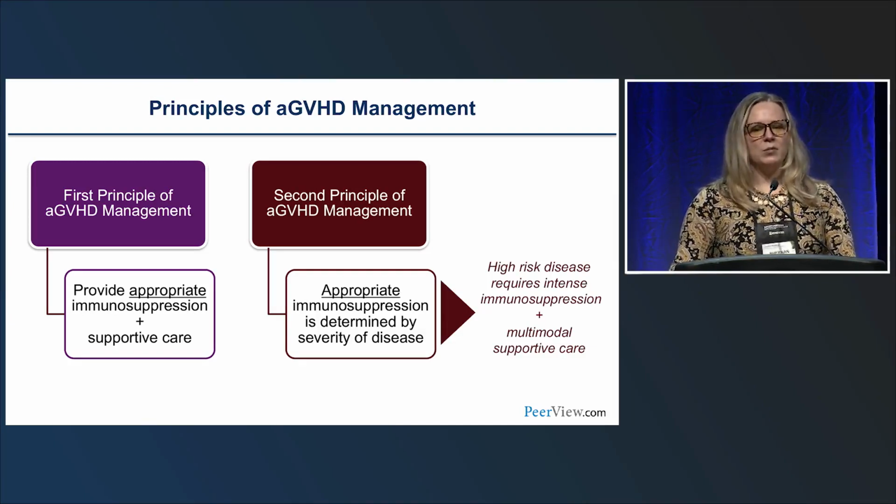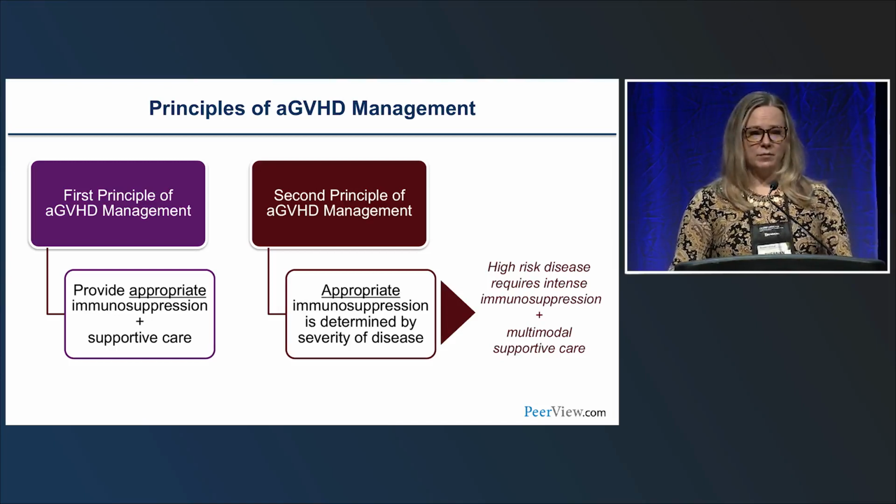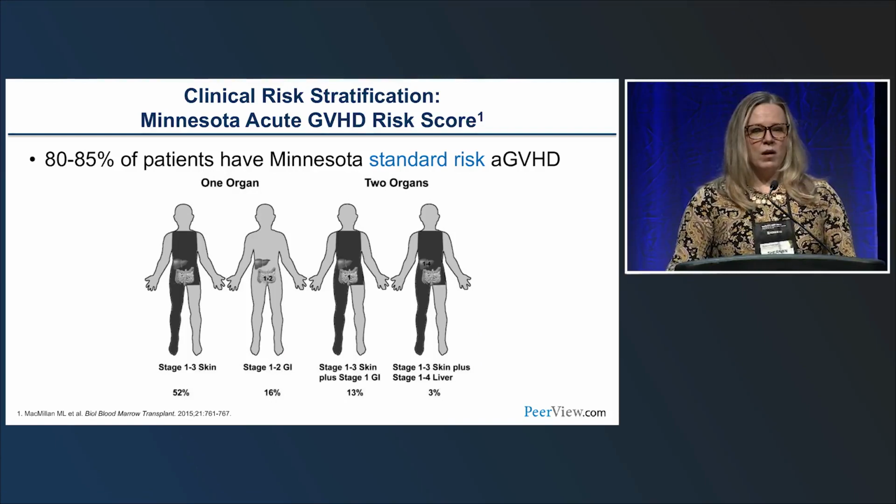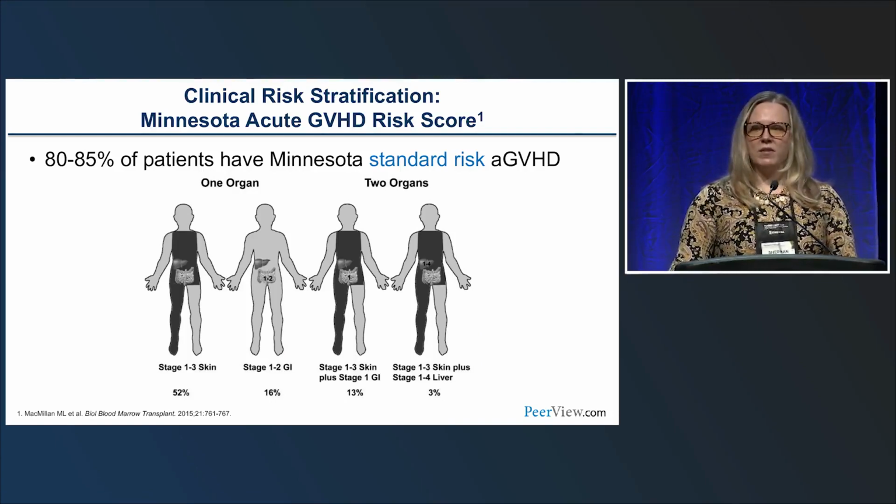The way that we conceptualize this is that patients who are at relatively high risk of death due to acute GVHD really need escalated care. They need intense immunosuppression and multimodal supportive care. So it's important to be able to identify these patients. There are two main ways to risk stratify patients. One is by clinical severity, and another is by biomarkers.